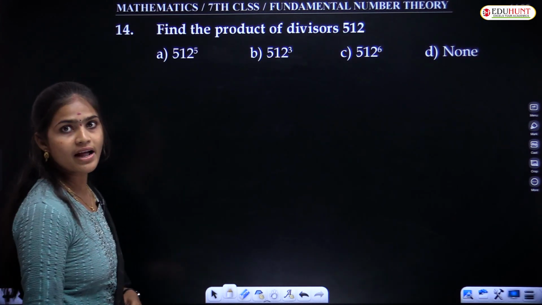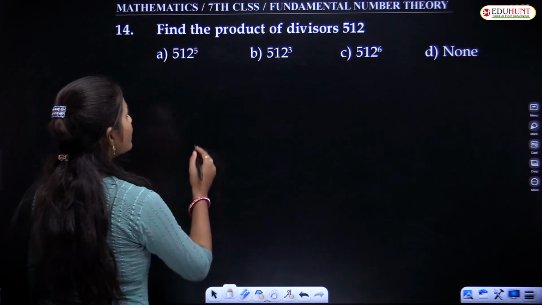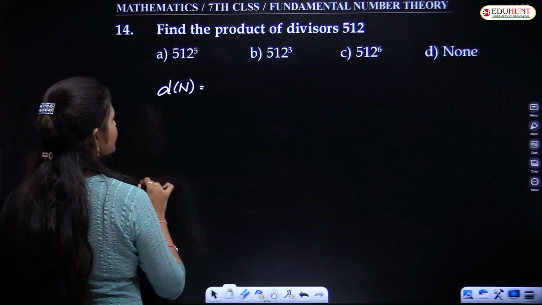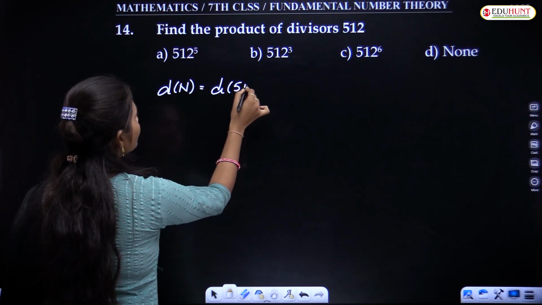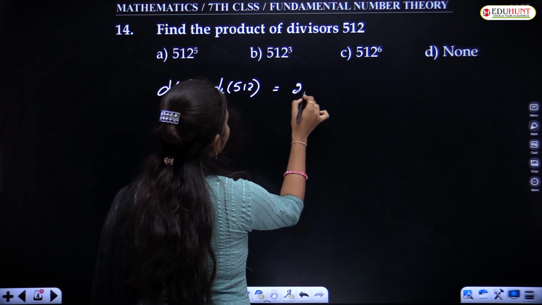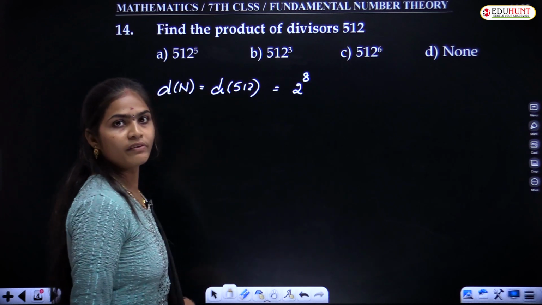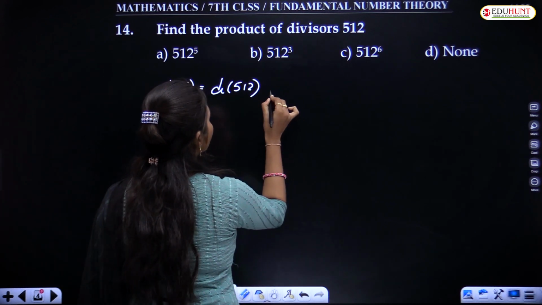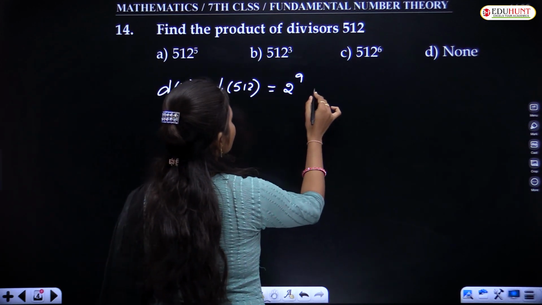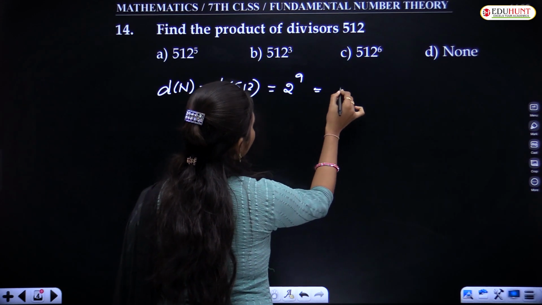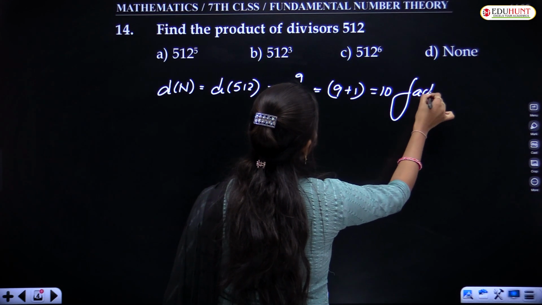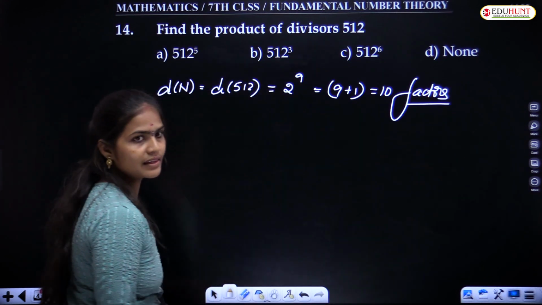Find the product of divisors of 512. Again, before finding the product, we have to find the number of divisors. So D of 512 we have to find out. 512 we can write as 2 power 9, because 2 power 9 is equal to 512. So D of 512 is equal to 9 plus 1, which is 10. How many factors are there here? 10 factors are there.